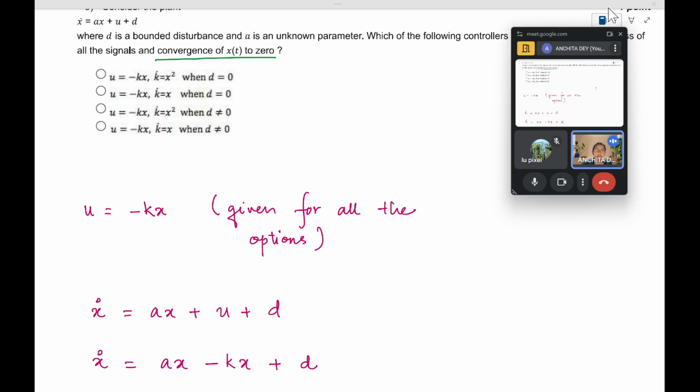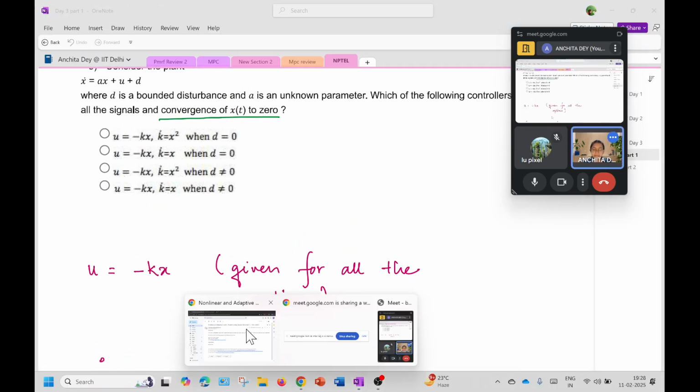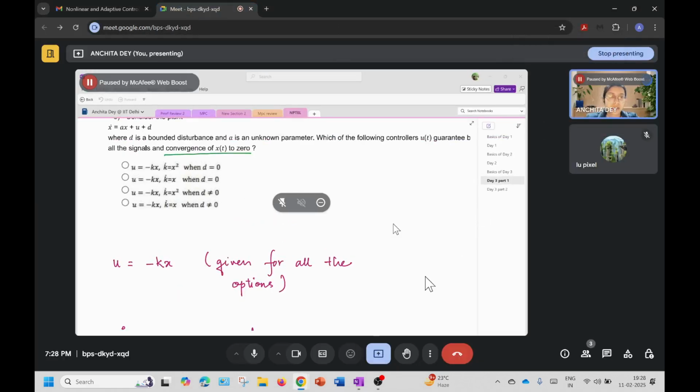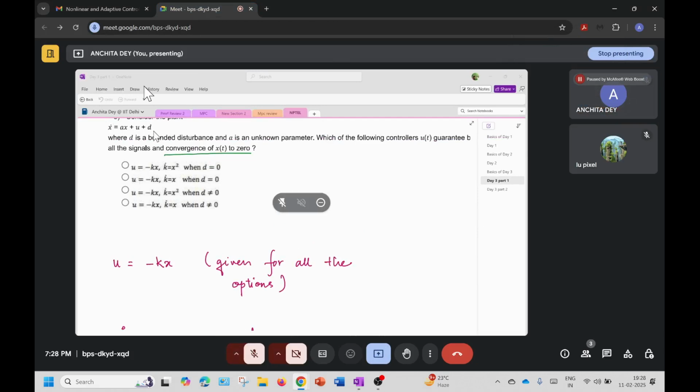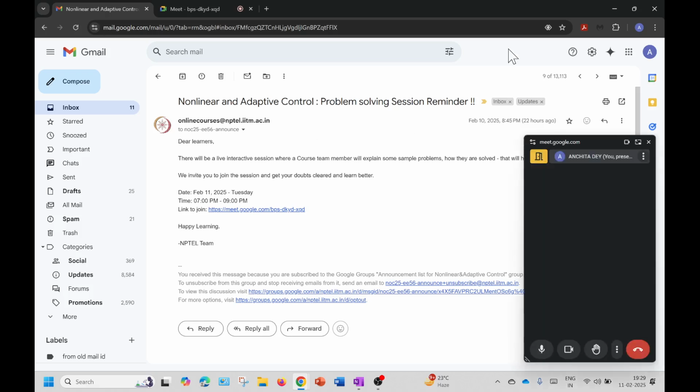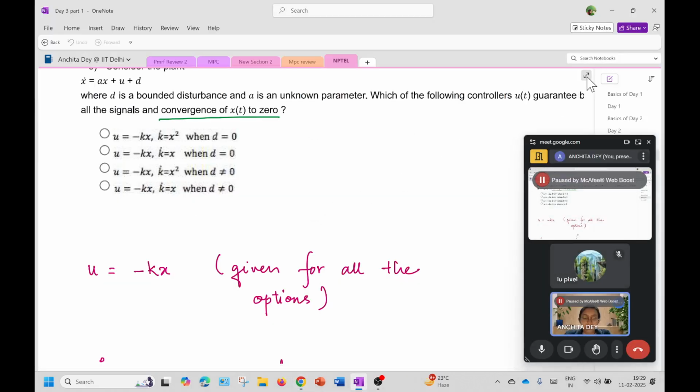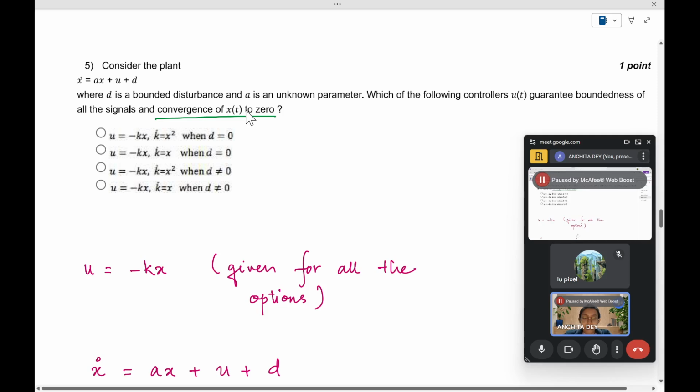There's too much background noise. Let me just. Yeah, sorry for the disturbance. So yeah, we were dealing with too many disturbances. That's the irony, I think.